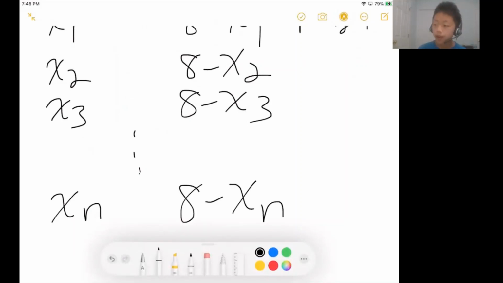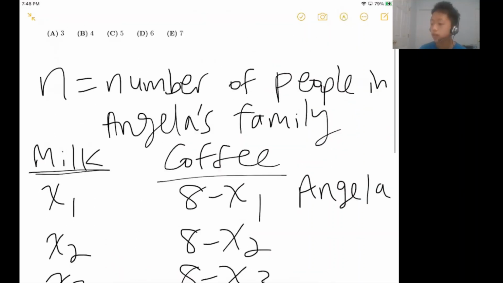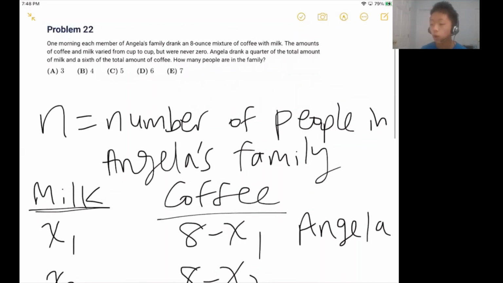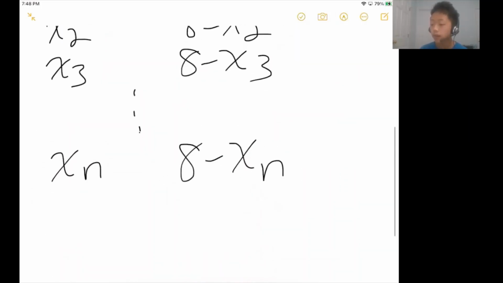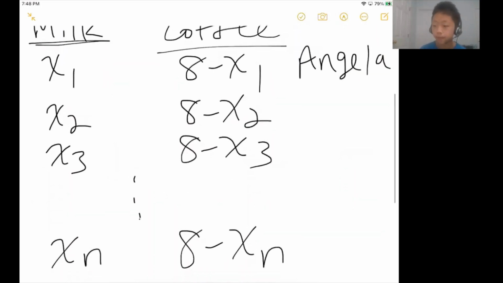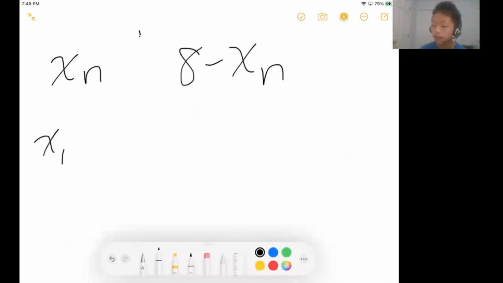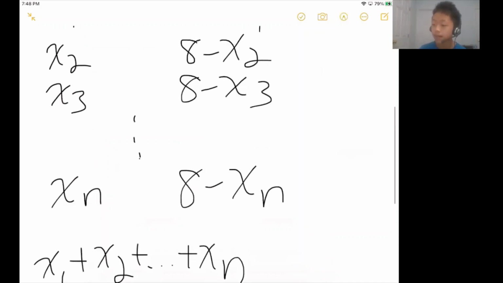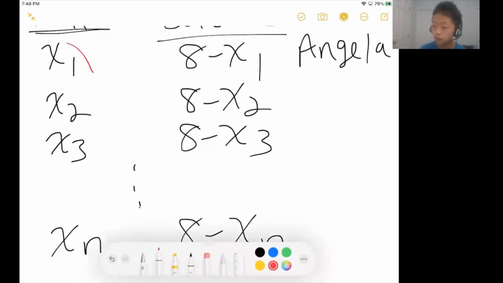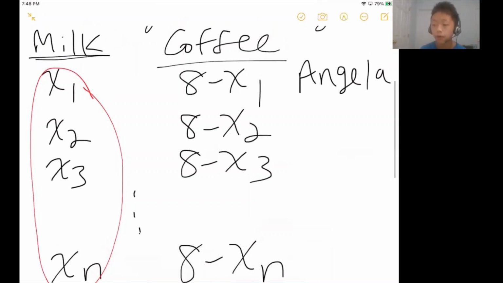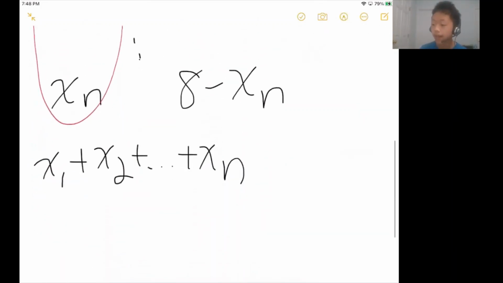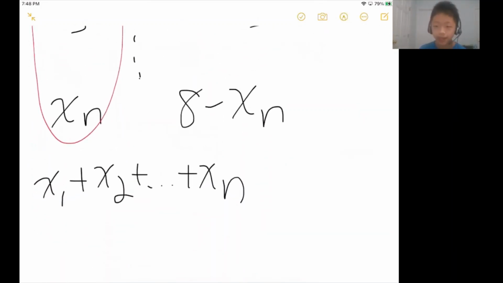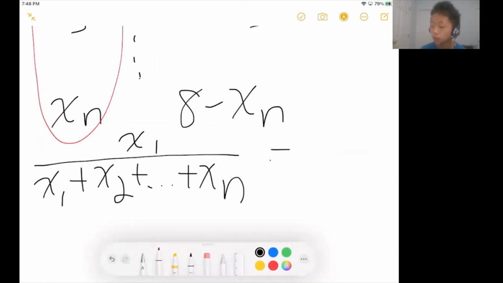Now we look back at the question, and they told us that Angela drank a quarter of the total amount of milk, right? So the total amount of milk drank by all family members is going to be x1 plus x2 plus all the way to xn. The sum of all of these numbers represents the total amount of milk drank by all the family members. And we know that Angela drank 1/4 of the milk. So Angela drank x1 amount, and we know this must equal 1/4.